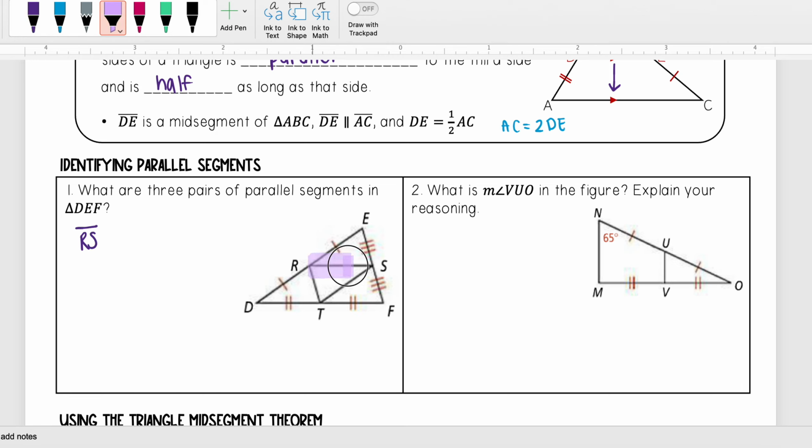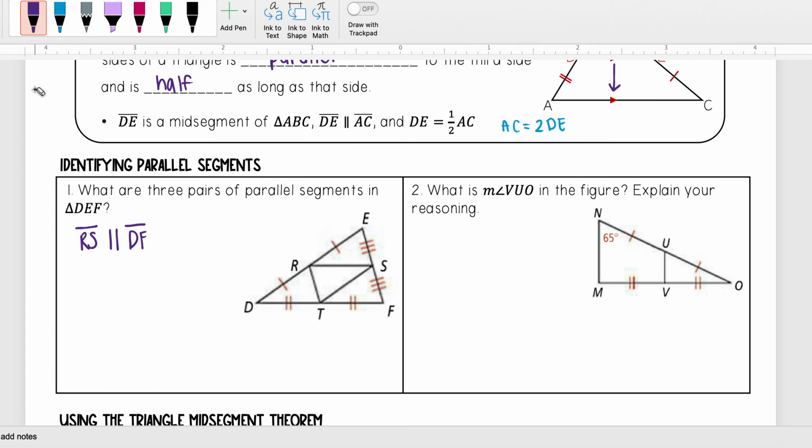So I'm going to highlight RS, and the side that's parallel to it is going to be the side that is opposite, that kind of looks like it's parallel. And so that's going to be the side DF. So RS is parallel to DF.